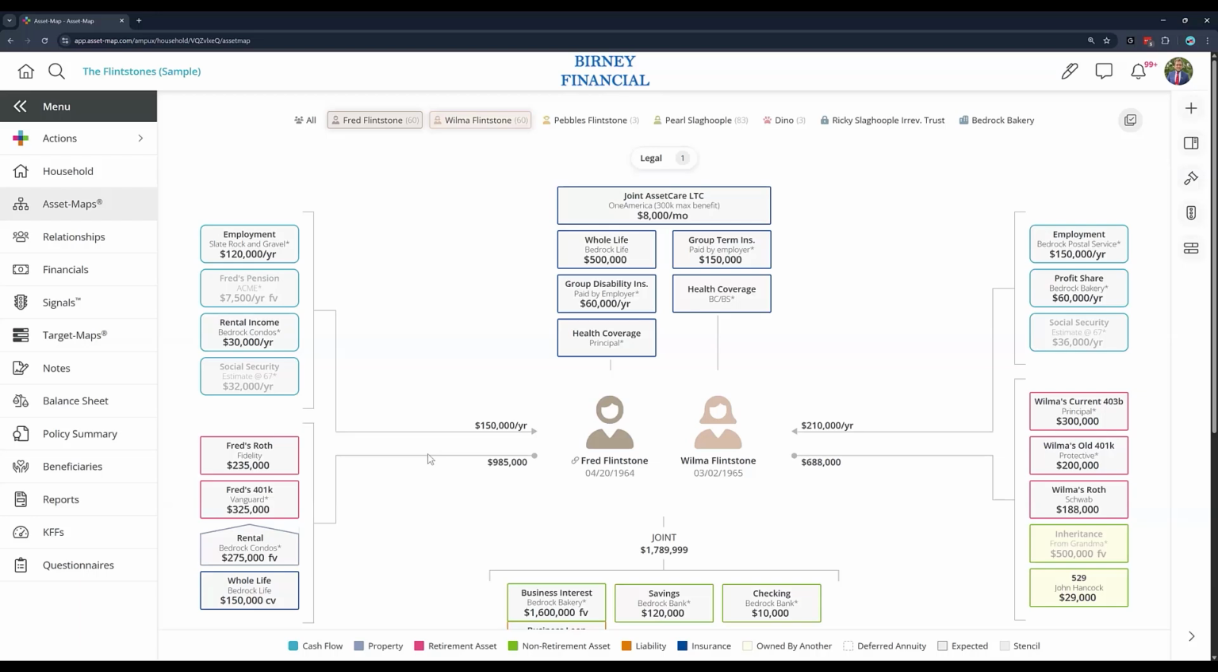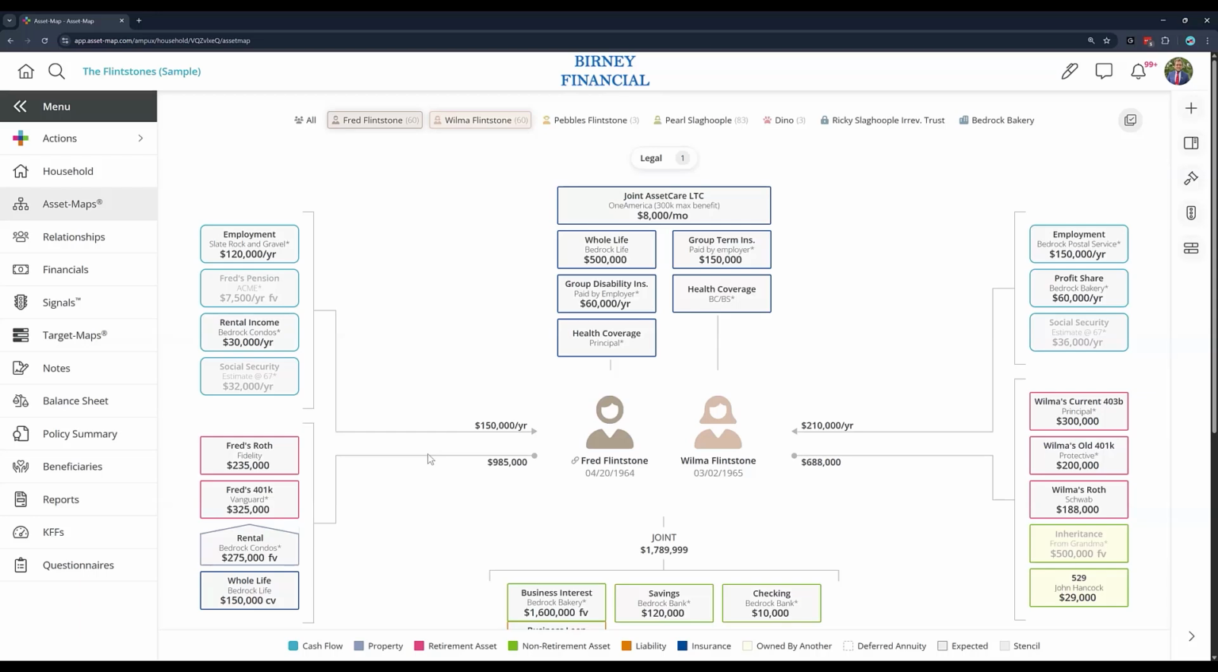Perfect. Now I am looking at a snapshot in time of the Flintstone family. But what does it mean? Now that's where signals and target maps come into play, because once I've got all this great present day data, I want to know what your goals are and how on track we are currently towards funding those goals. So we'll dive deeper into a lot of those conversations in just a bit here. But a really good segue into those planning discussions is going to be with our signals tool, because once this map is fully built, the signals will help me determine where the areas of highest concern are.